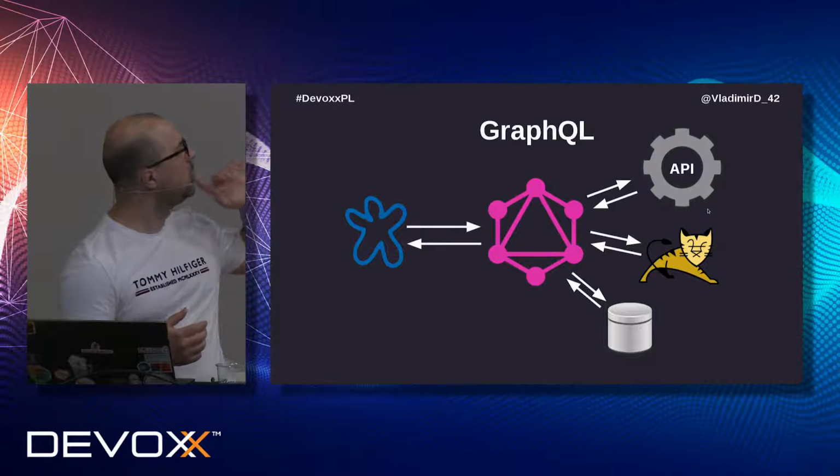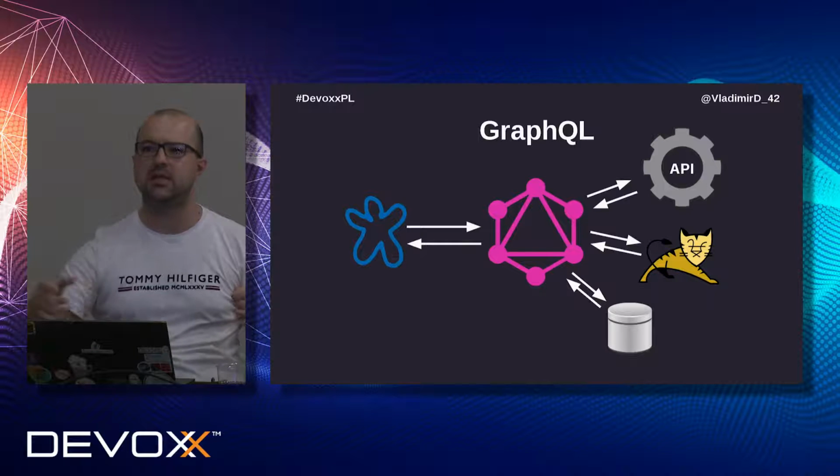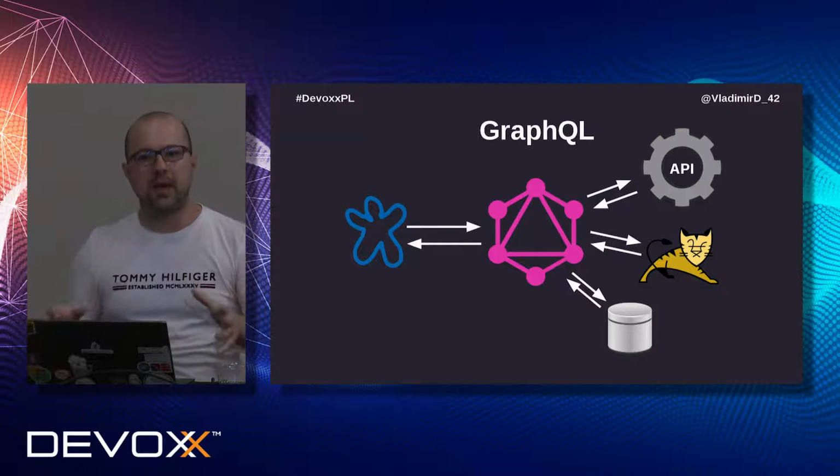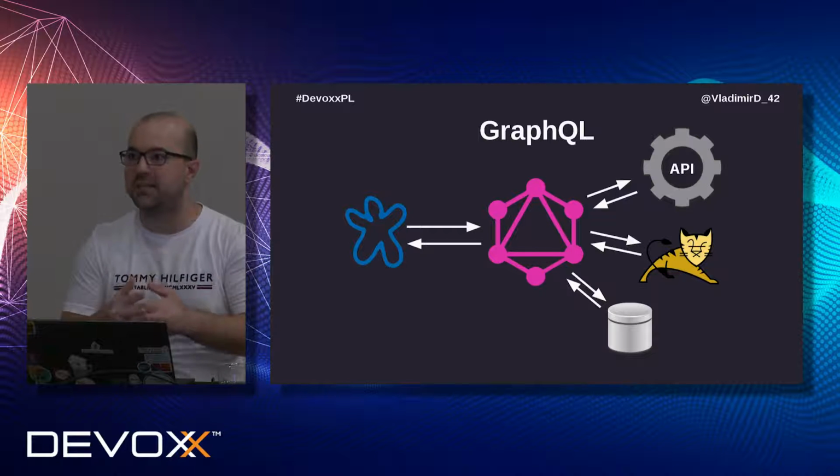It can go to a different API, it can go to a different server, it can go to the messaging, it can go to the database, it can go all over the place. So you can also have real use cases. That's actually where GraphQL shines the most.